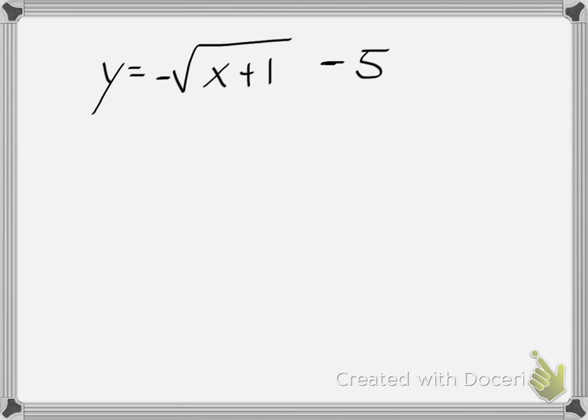Hello everyone. In this video I'll be going over graphing a translation, this time using a radical equation. When I graph translations I should first identify what is my original graph. Since I clearly see a square root symbol, the square root equation would be the original graph.